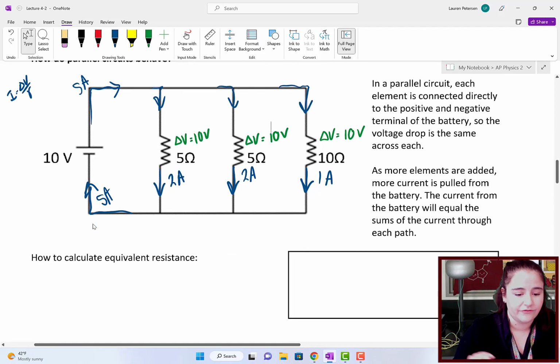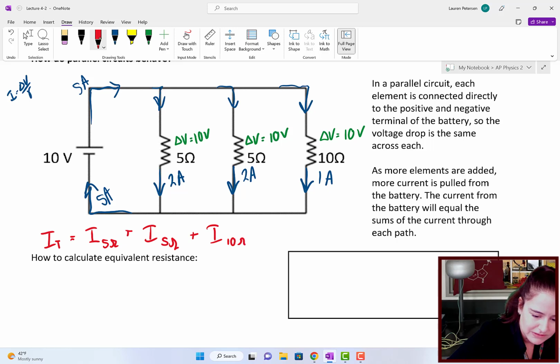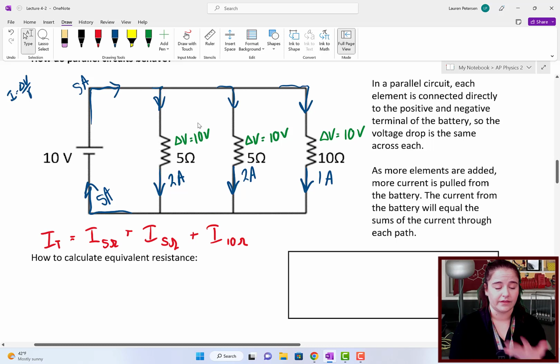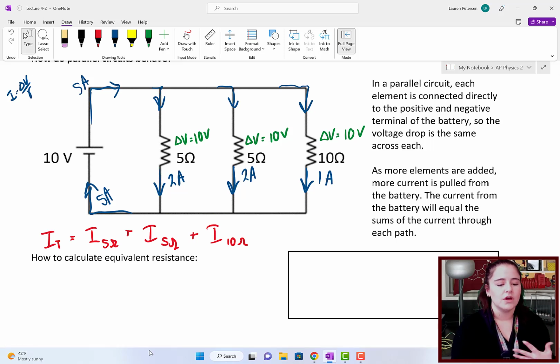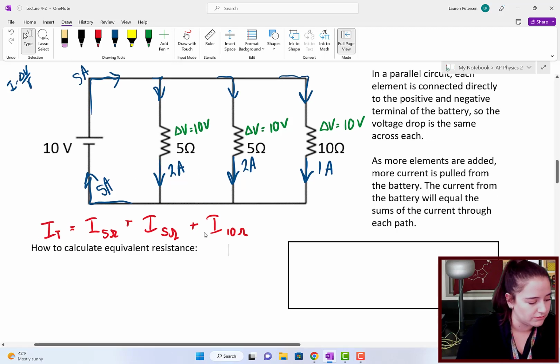If we look at it from that perspective, I'm going to go ahead and do this in red. We would have the total current, that 5 amps, equals the current through the 5 ohm resistor plus the current through that other 5 ohm resistor plus the current through the 10 ohm resistor. But then we want to write it in terms of the resistance and figure out how to calculate that total resistance. This makes sense, law of conservation of charge. So now I'm going to write it in terms of the voltage and the resistors.